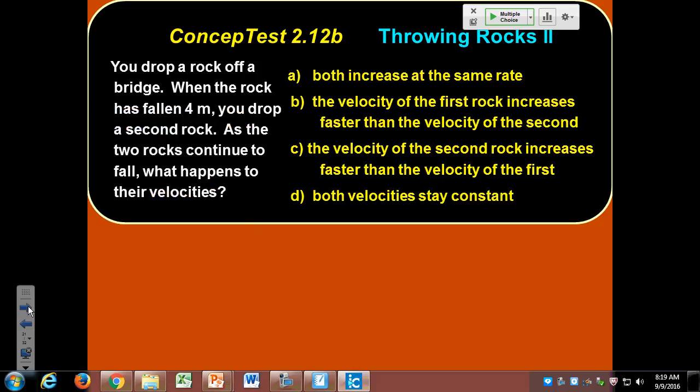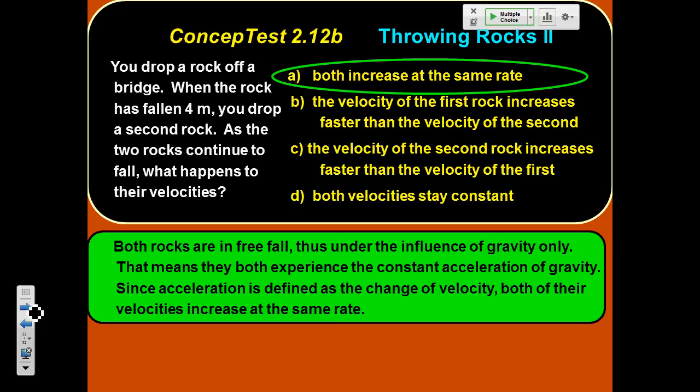Do we have a figure? I guess not, but she gives it an initial V naught by dropping it later. It's sort of like the Bill Alice problem. She drops it later. The first one that she drops has a little extra velocity. Right, so A is the right answer here. Both increase at the same rate.